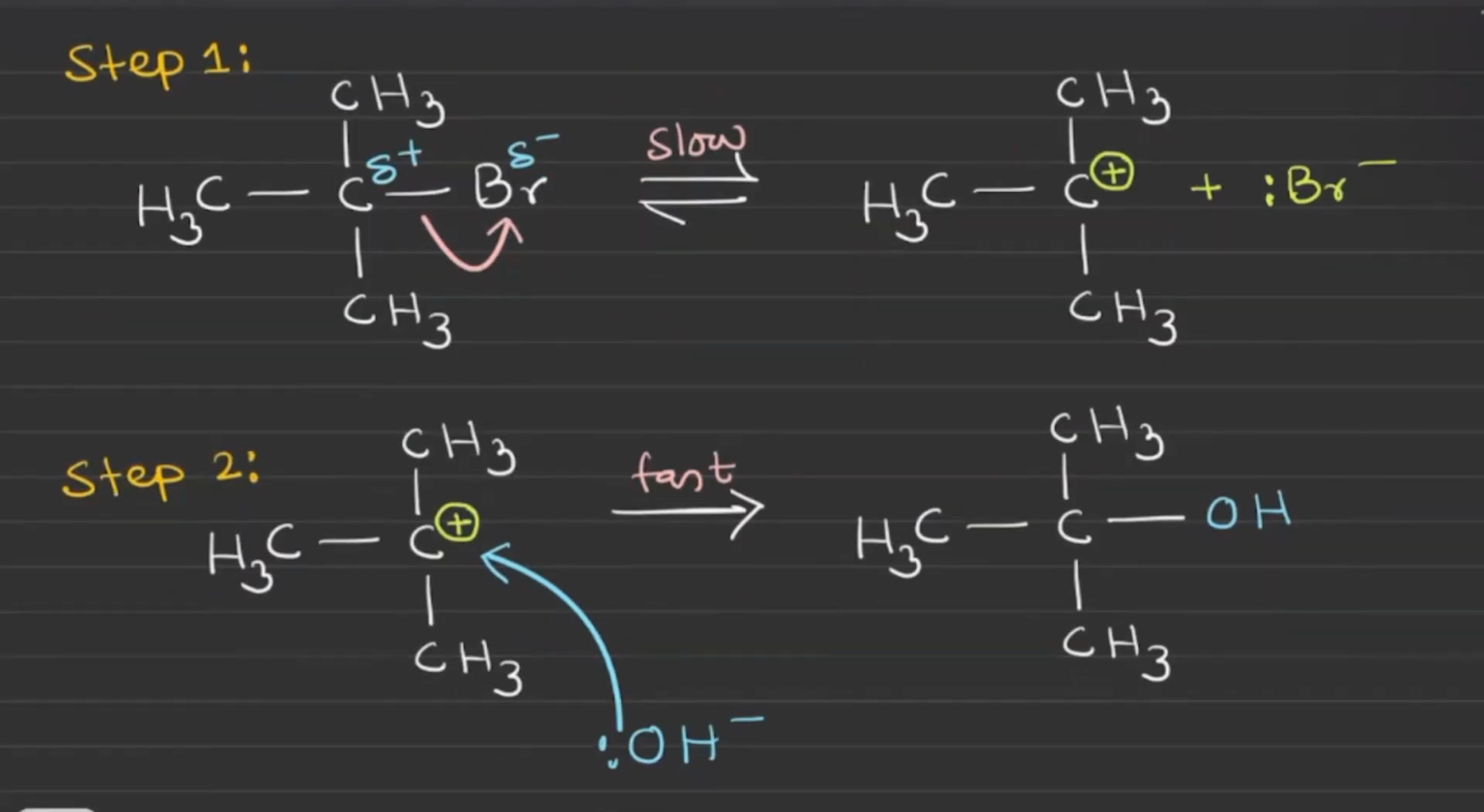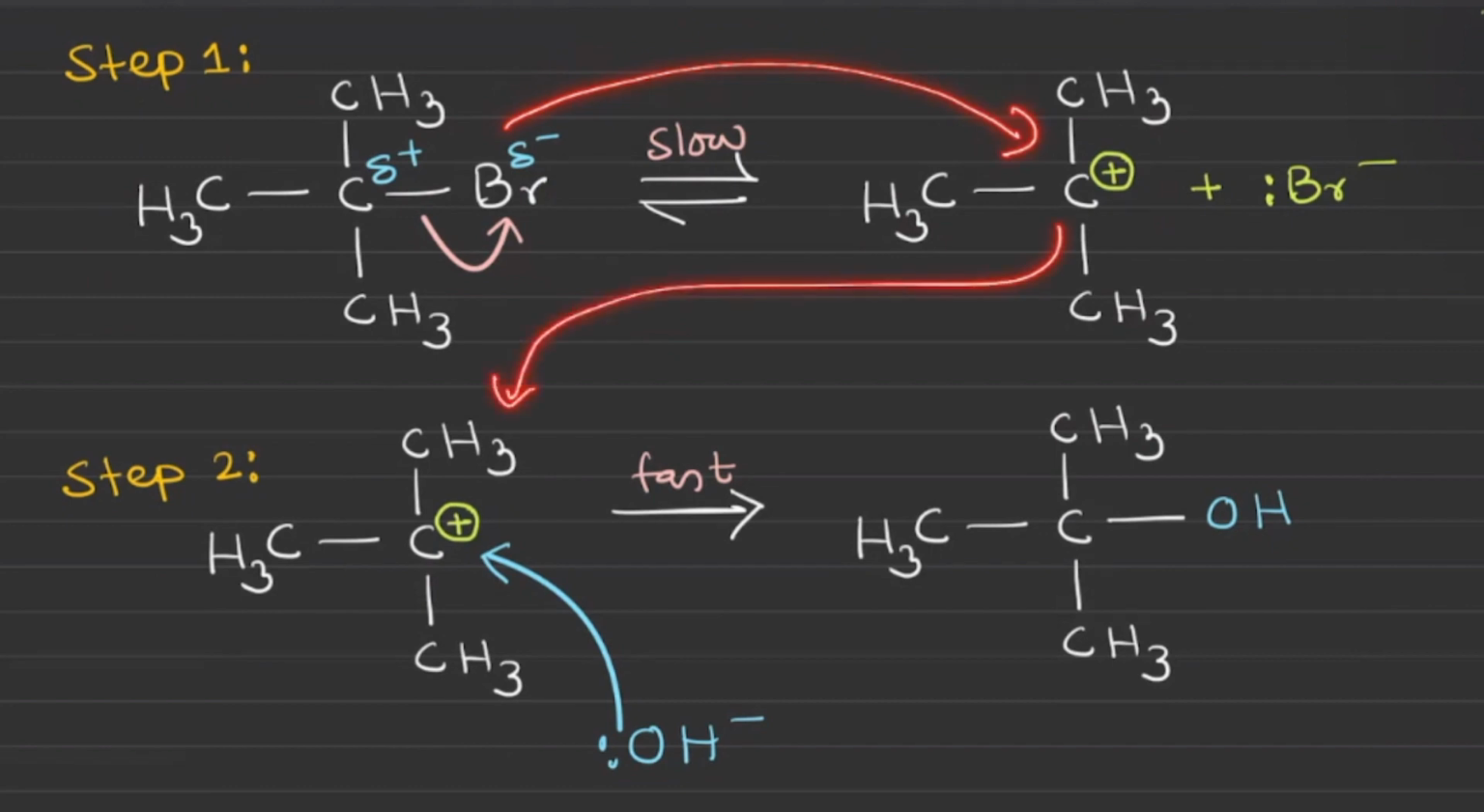If you remember back to the previous slide, first order reaction means if we increase the concentration of the reactant, the rate of reaction will also increase. Here, if we increase the concentration of halogenoalkane, the rate of reaction will increase, because increasing the concentration of halogenoalkane means increasing the concentration of carbocation, and increasing the concentration of carbocation means making the tertiary alcohol faster. So this reaction is first order with respect to the halogenoalkane.